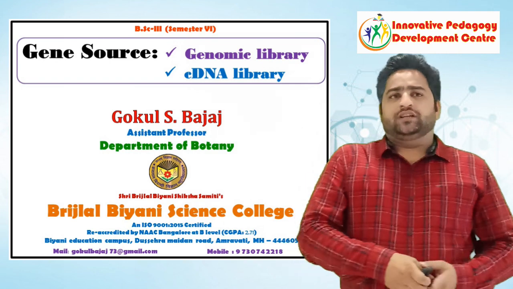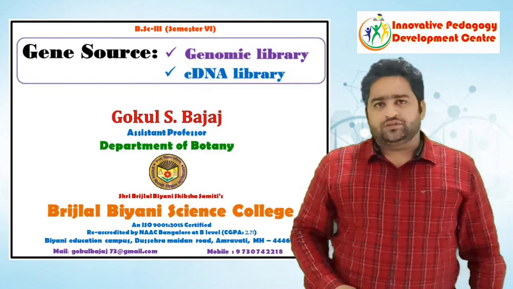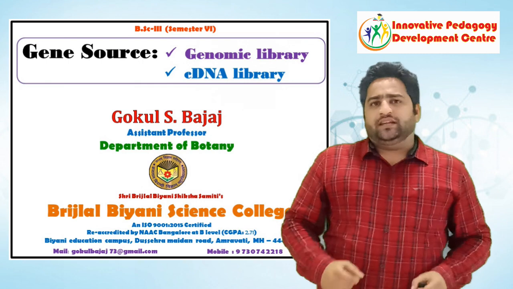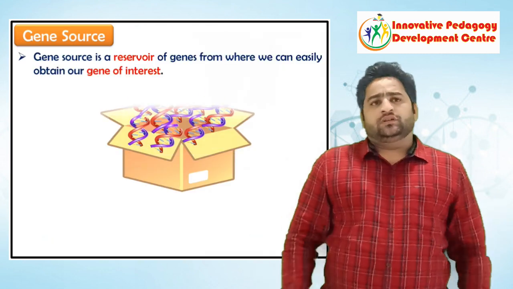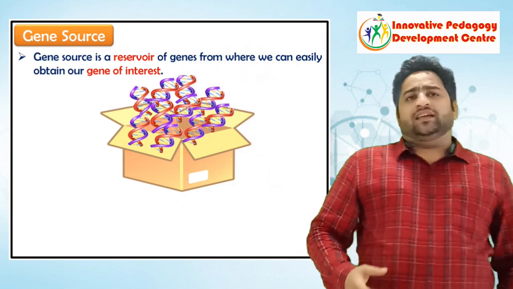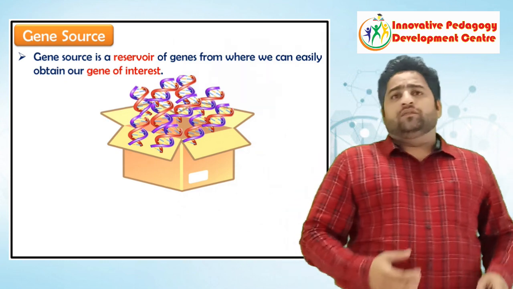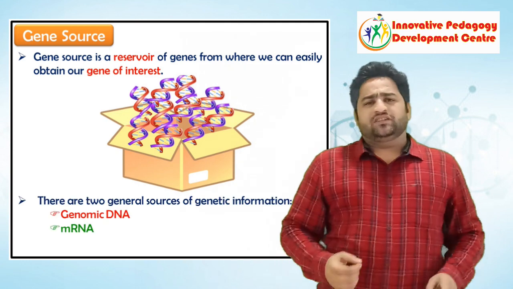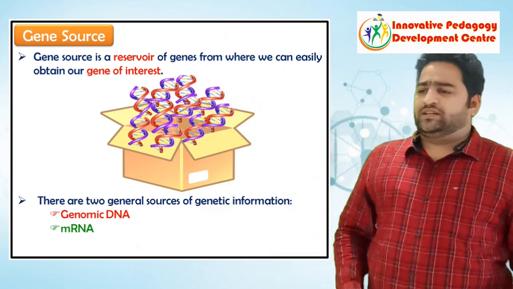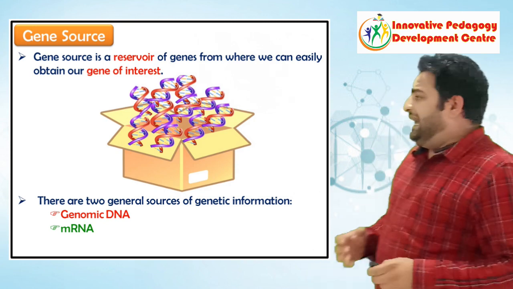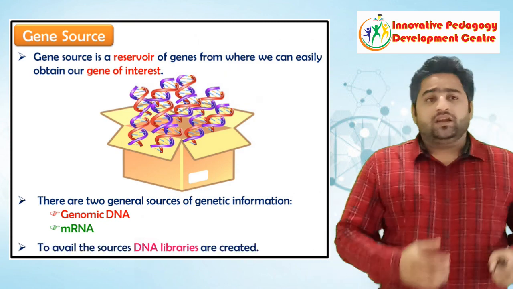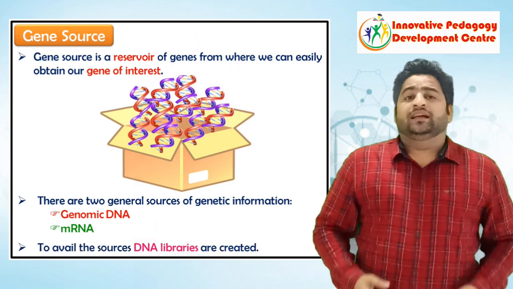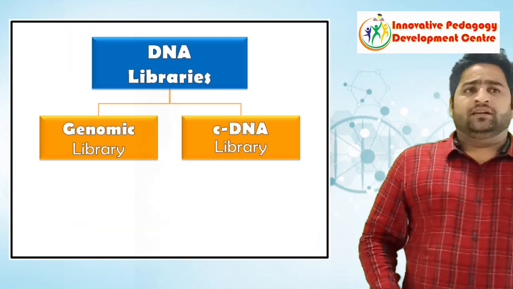Today, I am going to deliver a lecture on gene source, that is genomic library and cDNA library. So, gene source. Gene source is a reservoir or a container of a gene from where we can easily obtain our gene of interest. There are generally two sources of genetic information, that is genomic DNA and the mRNA. So to avoid these sources, DNA libraries are created.